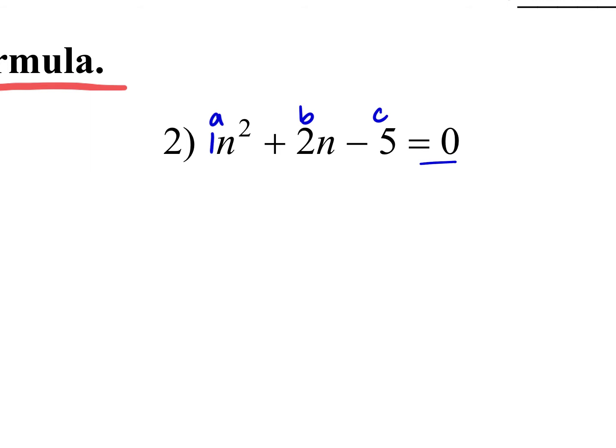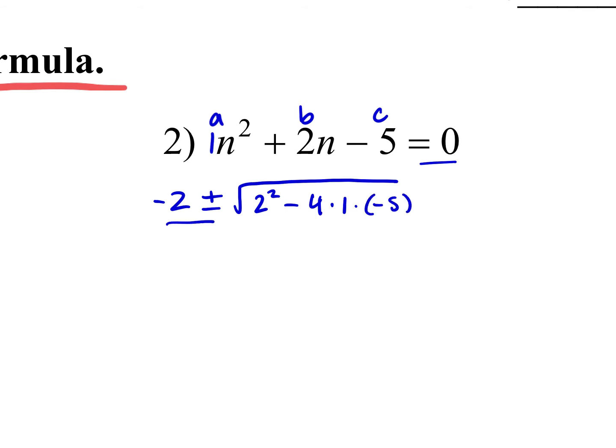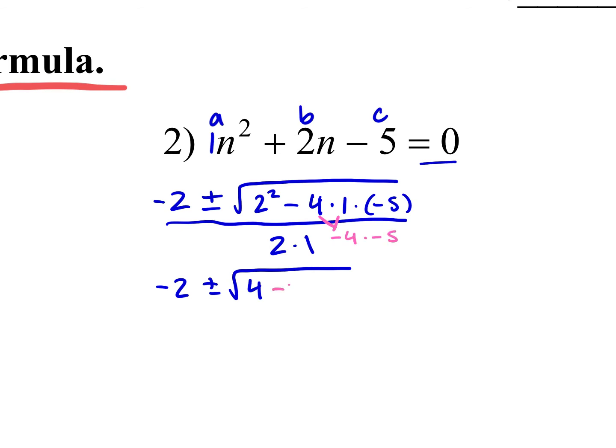So it's negative B plus or minus the square root of, what comes next? 2 squared. Minus 4 times 1 times negative 5, over, what goes on the bottom? 2 times 1. So negative 2 plus or minus the square root of, what's 2 squared? 4. And then we have negative 4 times 1 and negative 4 times negative 5. Negative 20 over 2.